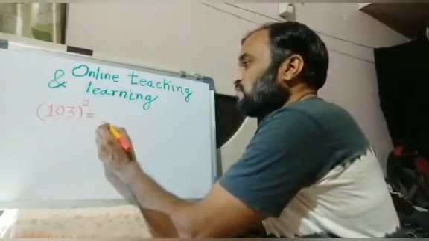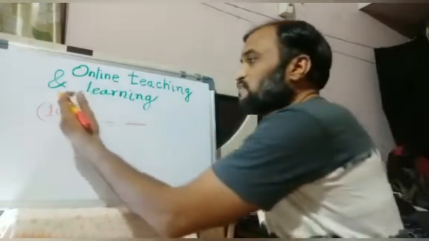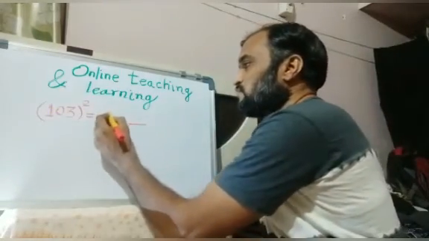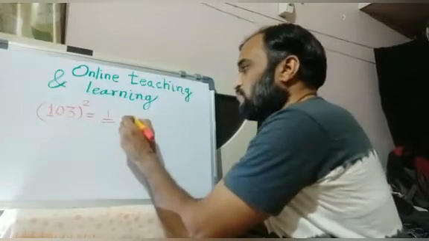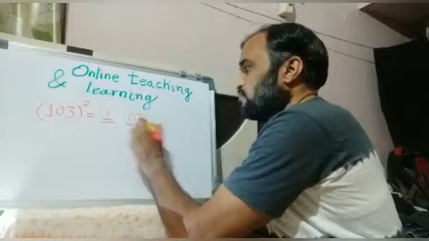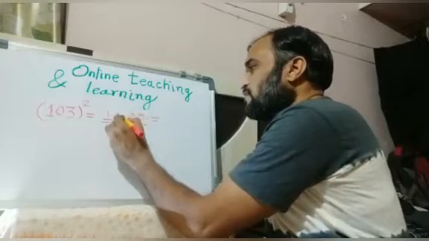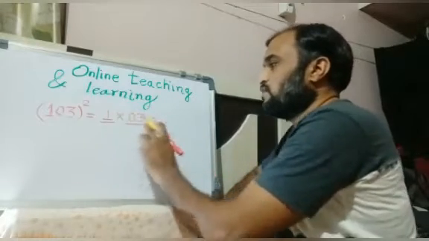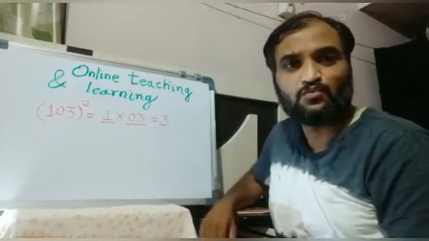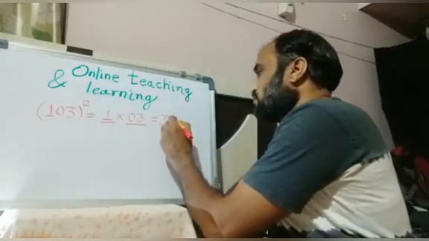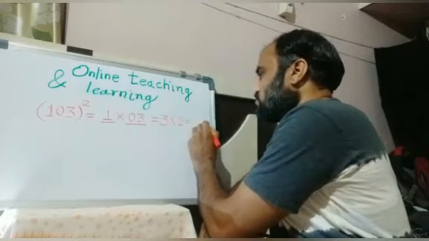We have to separate this three-digit number into two parts. That is, we have to separate the first digit from the last two digits. Here 1 is separated from 03. So what we have to do? We have to multiply these two numbers, that is 1 into 3. The answer is 3. Again, we have to multiply the answer by 2. The final answer is 6.